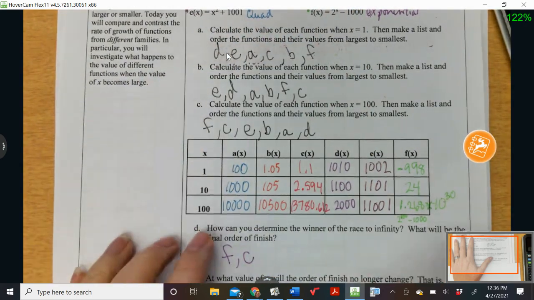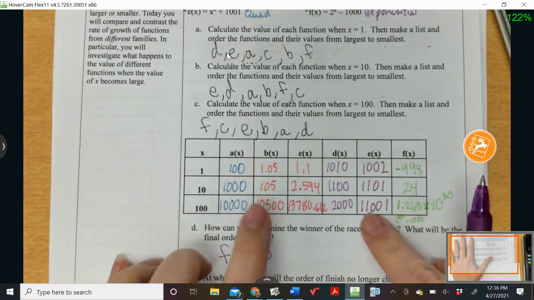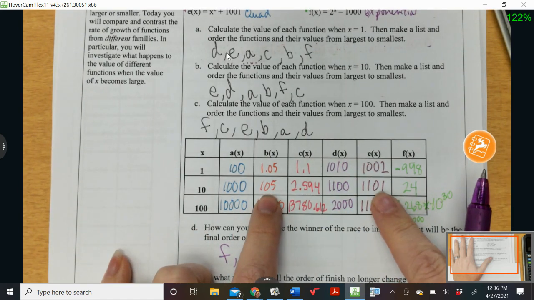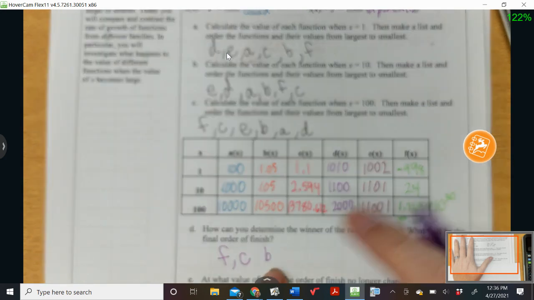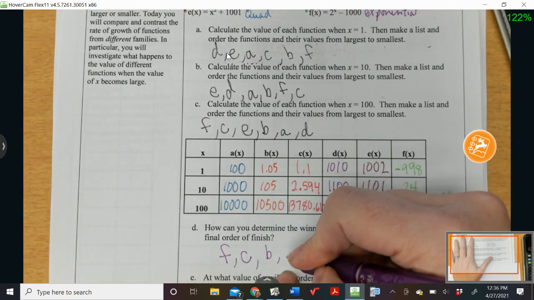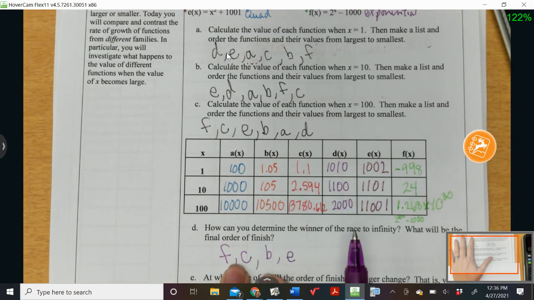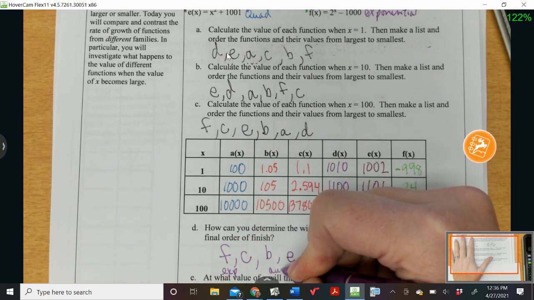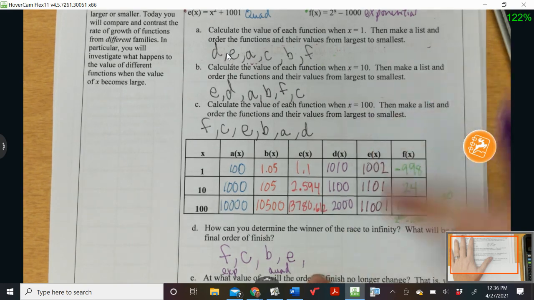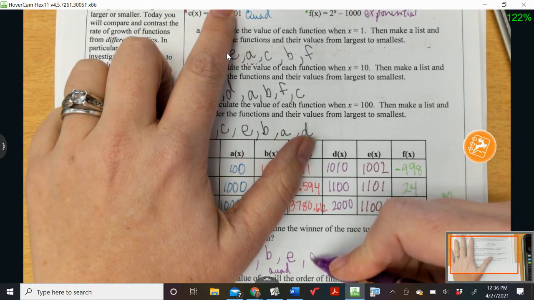B will end up taking over, because it's really close to taking over. See how it didn't grow very much here where E grew? And now they're only 500 apart. E is going to take over. Then E. So we've got exponential first, quad next, lines last.